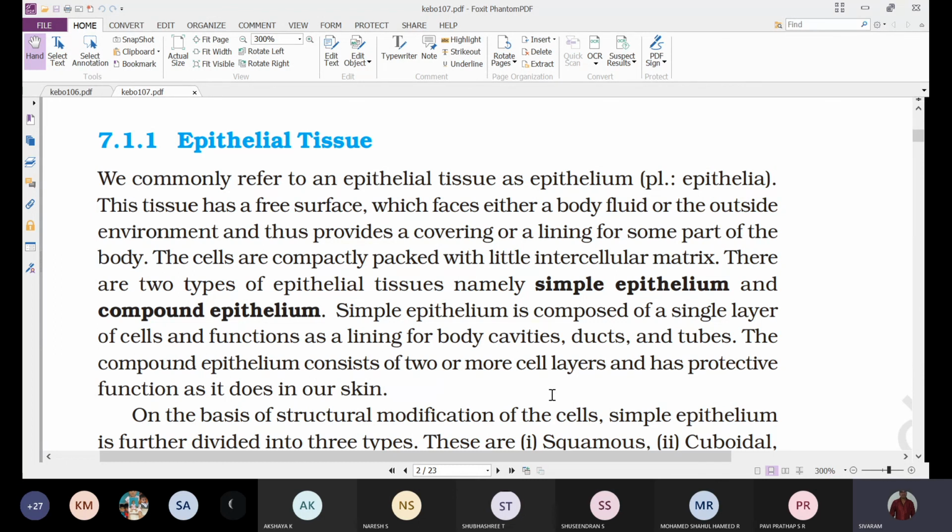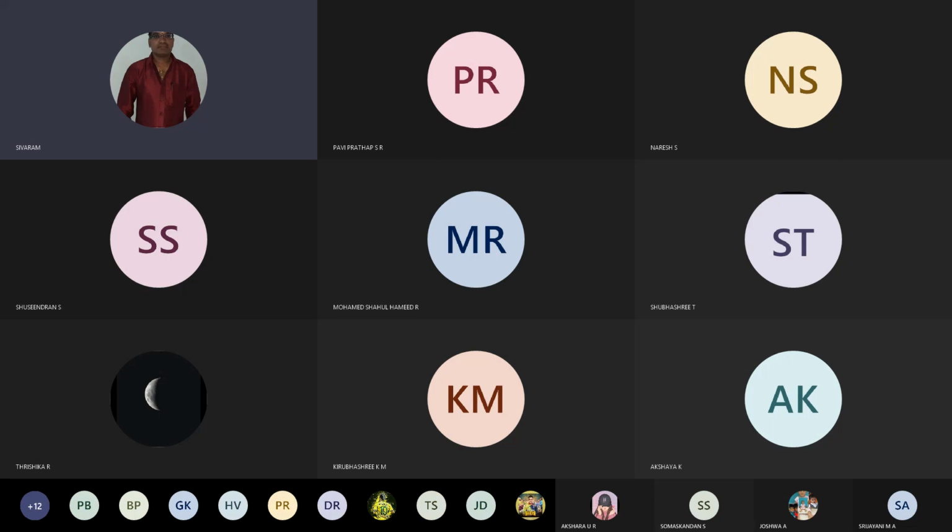There are two types of epithelial tissues, namely simple epithelium and compound epithelium. The epithelial tissues are again divided into two types: simple epithelial tissue and compound epithelial tissue. We'll discuss those tissues in the next class.